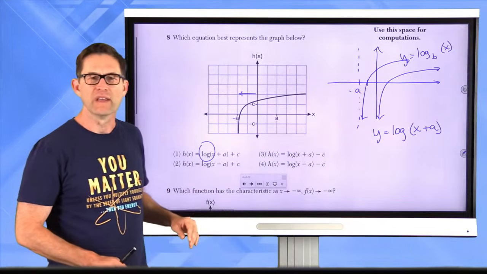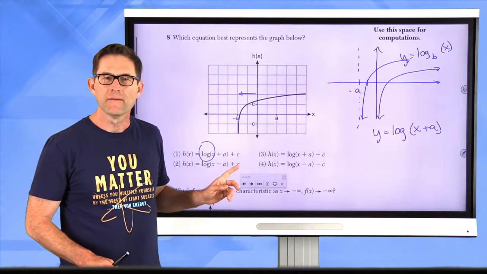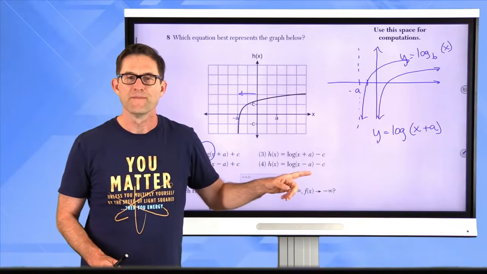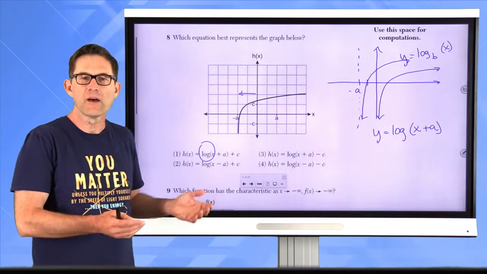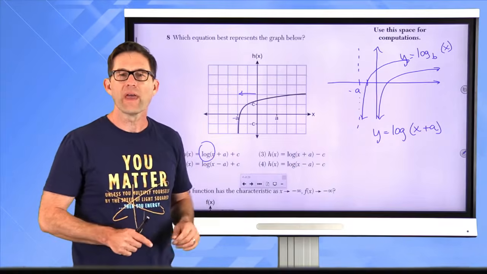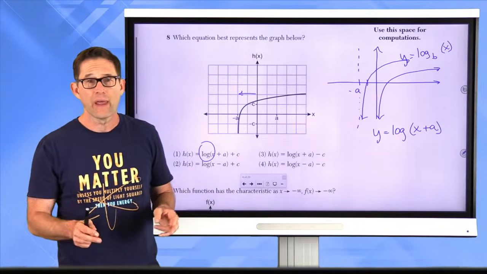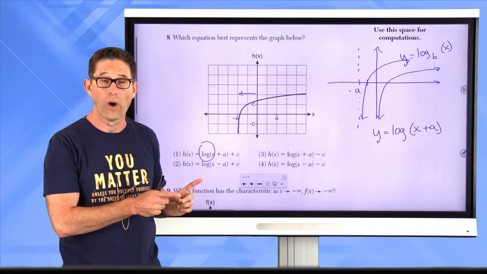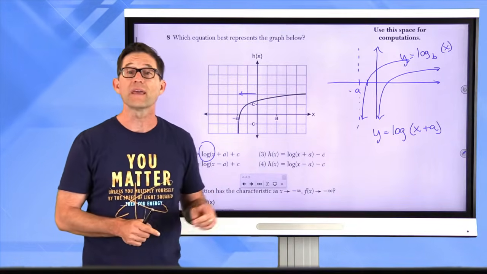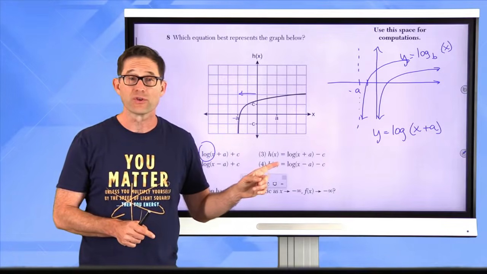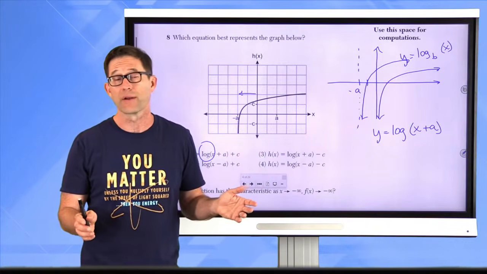So now the question is, is it plus c or is it minus c? Have we added something and shifted it up, or have we subtracted something and shifted it down? Well, the official answer to this question is choice 1. The problem is it can be either choice 1 or choice 3. I don't think they even ever put out a correction on this.